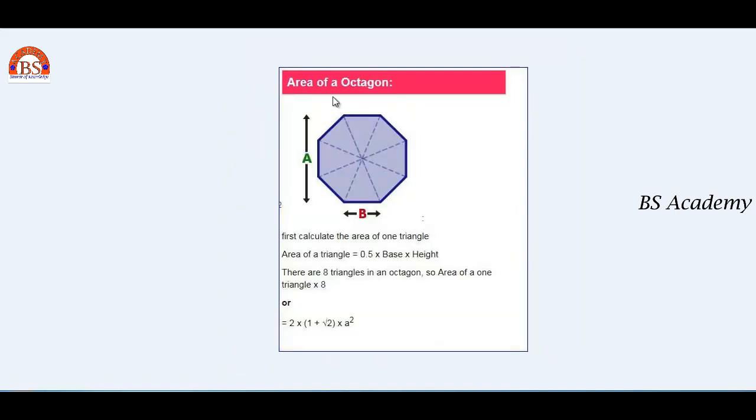And next is area of an octagon. To write area of octagon, first we need to calculate the area of one triangle. Area of a triangle is equal to 0.5 into base into height. There are 8 triangles in an octagon, so area of one triangle into 8. We can write it as 2 into 1 plus root 2 into a square.